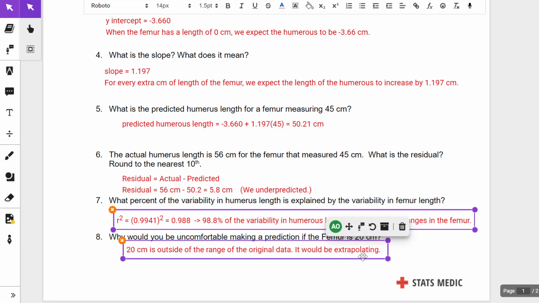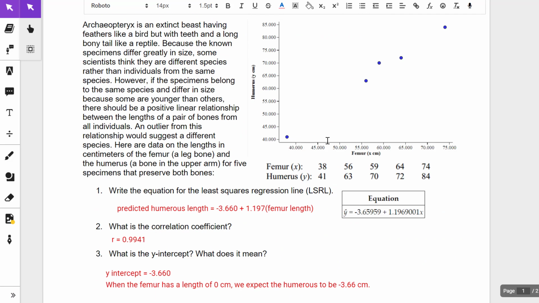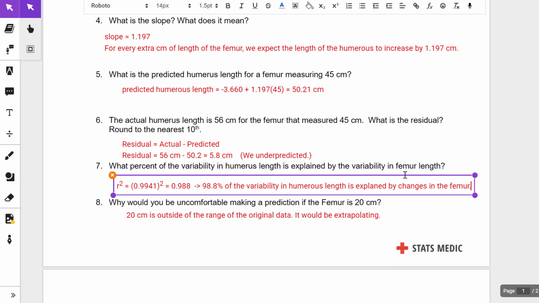So this is called extrapolating, whether you're going lower than the set of data or higher, as long as you're outside of the range of the original dots. So if you predict before or after, then you are extrapolating, and we don't like to extrapolate.